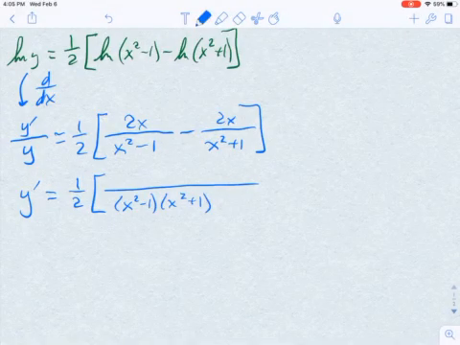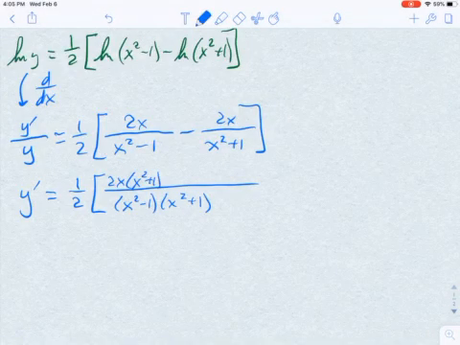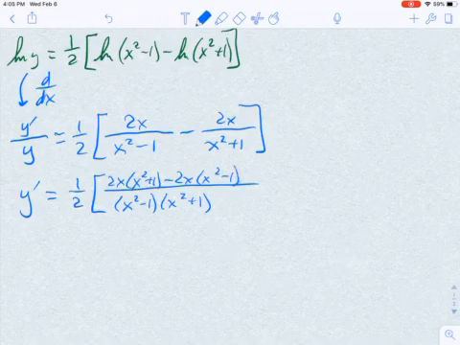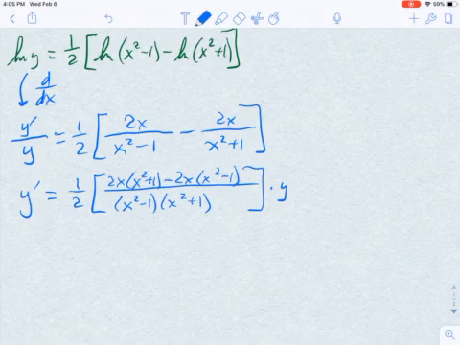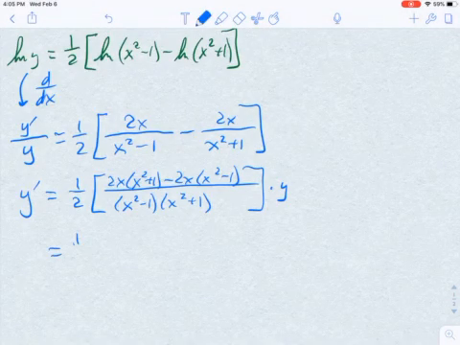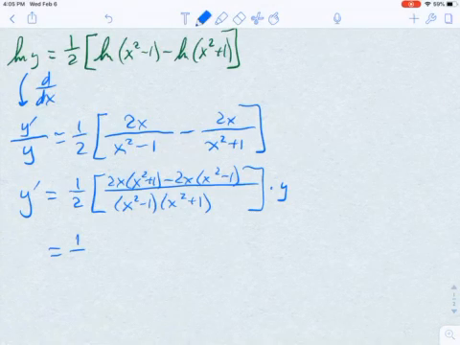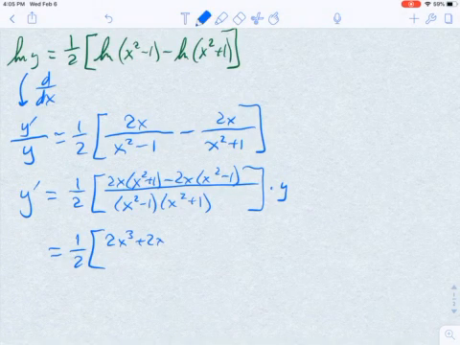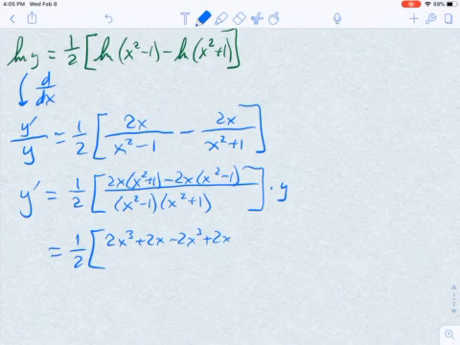So what does this top term need? It needs an x squared plus 1. The top left term needs an x squared minus 1. This is looking pretty good. And of course my y, don't forget that. Let's simplify. Okay, so we simplify. This will be 2x cubed plus 2x minus 2x cubed plus 2x.